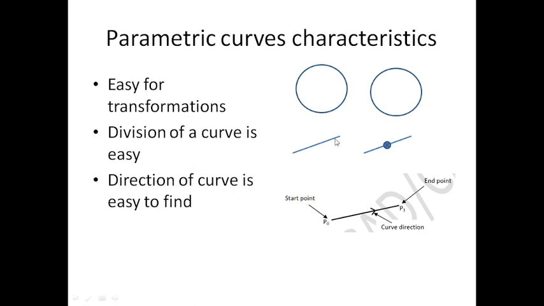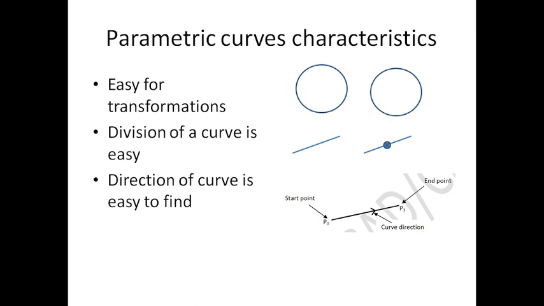Suppose this is a line, you want to divide this into two halves. So you can just say that u is equal to half, and this is going to give you the midpoint. Then direction of the curve is easy to find. In all the geometric representation or geometric modeling, the curves are always associated with their direction of definition. That means they have some kind of a start point and end point, etc.